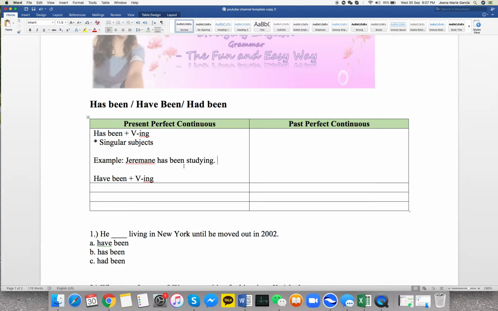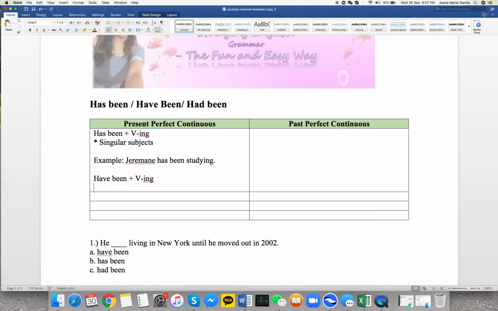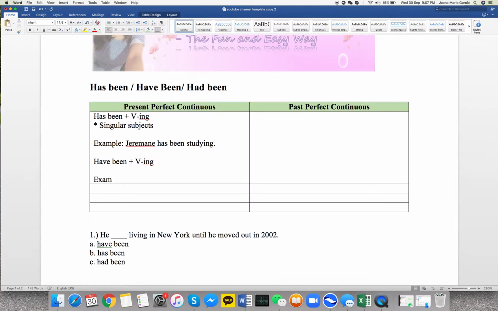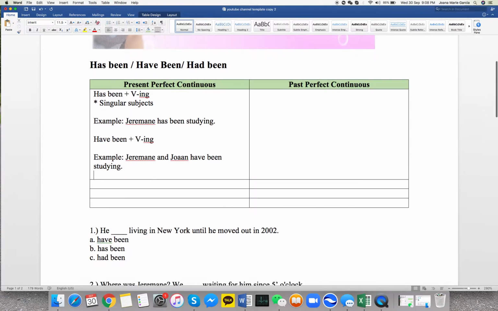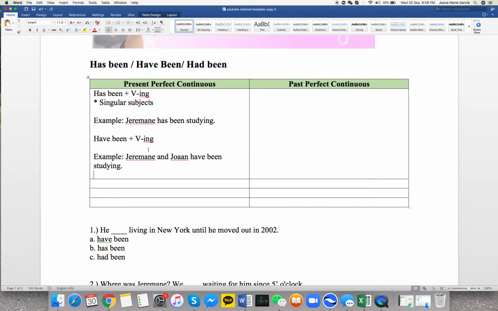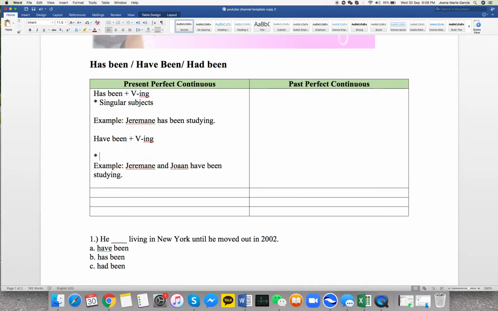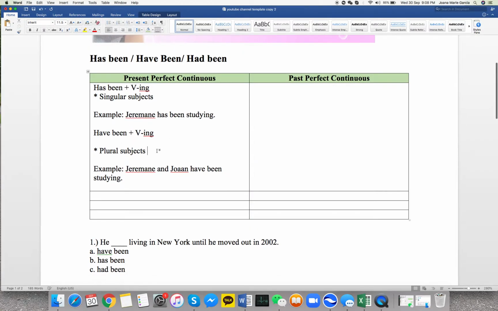For other pronouns too, we use has, like she or he has been studying. For Jermaine, it's he, of course. He's a boy. And for have been, let's have an example: Jermaine and Joanna have been studying. Jermaine and Joanna have been is used for plural subjects. Don't forget this. Another thing, it is used for the pronouns I and you as well.